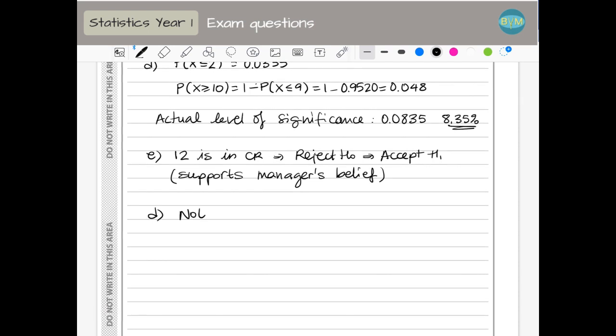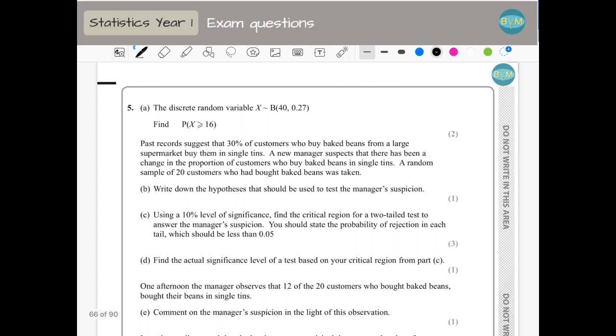So not independent, therefore it wouldn't be a binomial. It's not binomial. And if it's not binomial, all the hypothesis testing wouldn't make sense. Yeah, and that's all with this exam question.